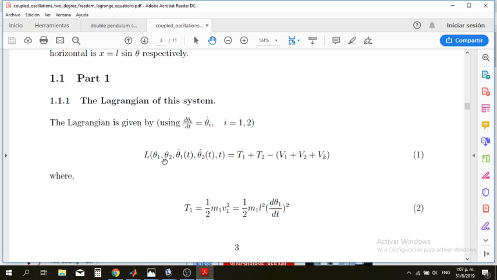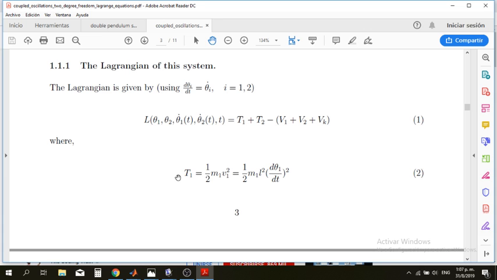The Lagrangian is defined as the total kinetic energy of the system minus the total potential energy of the system. The total kinetic energy will be the kinetic energy of mass 1 plus the kinetic energy of mass 2. The total potential energy will be the potential energy of the first mass plus the potential energy of the second mass plus the potential energy stored in the spring.